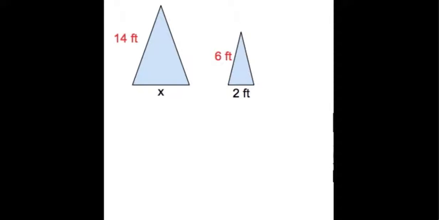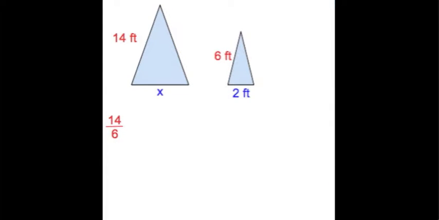14 and 6 are corresponding sides. So that can be one of our ratios, 14 over 6. We could also write it as 6 over 14. The next set of corresponding sides is x and 2. So our second ratio can be x over 2. Because 14 from our first triangle was the numerator in our first ratio, x, because it comes from the same triangle as 14, must also be the numerator in our second ratio.